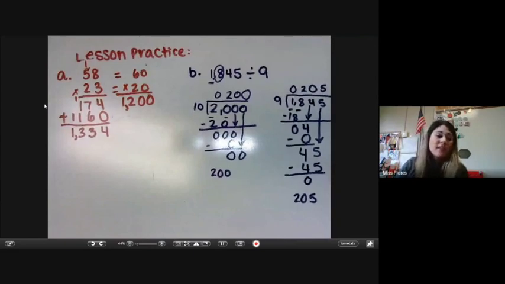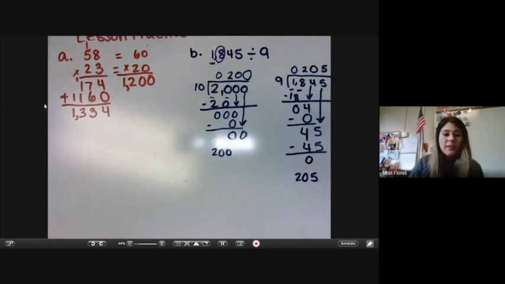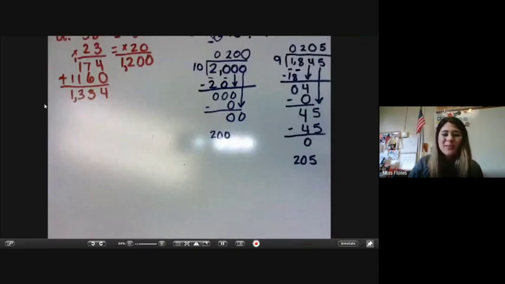You can go ahead and pause that here if you need to look at those. Okay. So that's how you would round these problems, and also find the exact quotient without rounding. All right, let's look at example E. Lesson practice E, because I love to do word problems. I hope you do too.